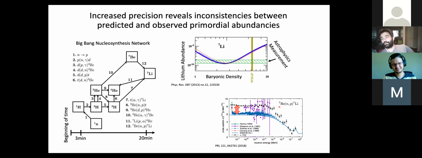So this is 7Be(n,p), for example, it's this leg in the reaction. This is important actually in this problem because it depletes beryllium-7. And the lithium-7 that we observe today comes from beryllium-7 that survived the Big Bang and then beta decays. So a higher 7Be(n,p) means you deplete more beryllium-7, therefore you increase the final lithium abundance.